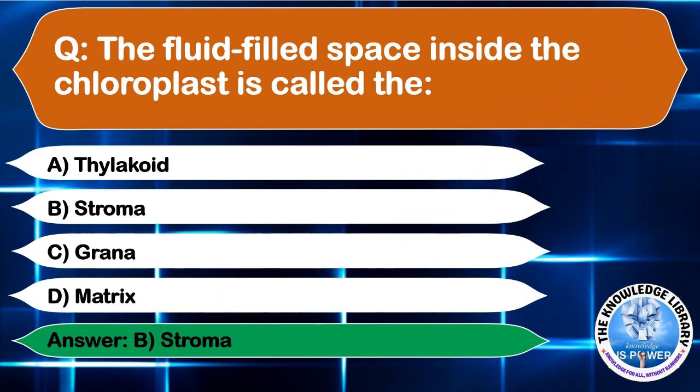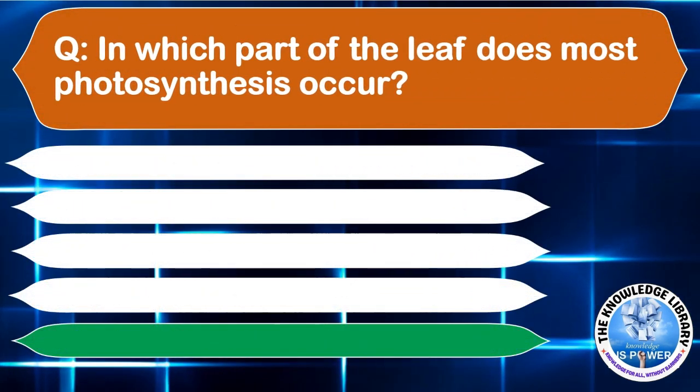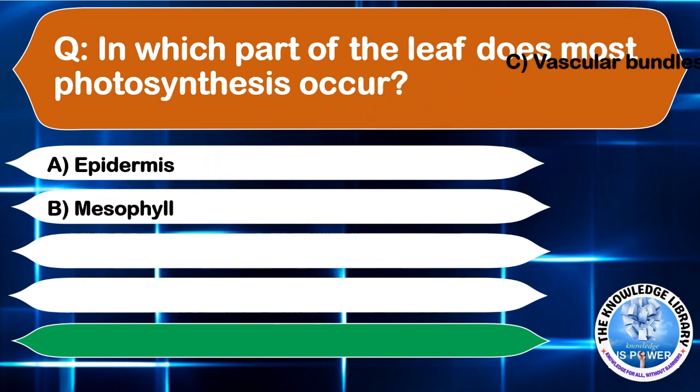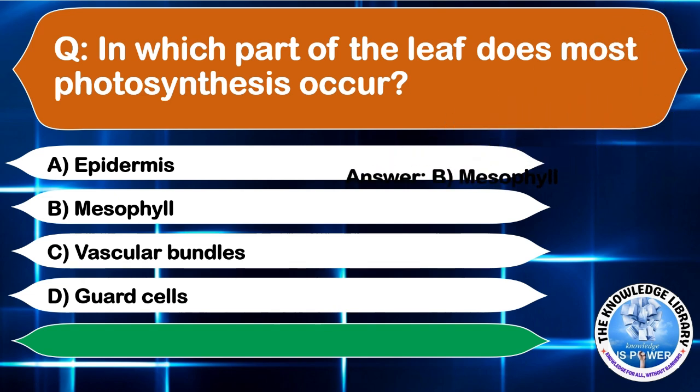Moving to the next question. In which part of the leaf does most photosynthesis occur? Option A, epidermis. Option B, mesophyll. Option C, vascular bundles. Option D, guard cells. The correct answer is option B, mesophyll.